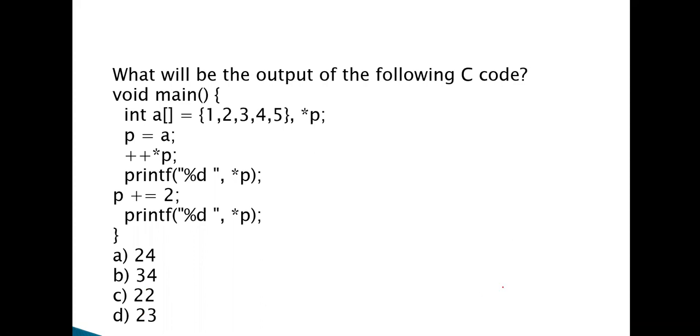The next question is, what will be the output of the following C code? Here, an array with 5 elements is declared, and a pointer. P is equal to &a. What is the meaning of this one? P contains the base address of the array. What is the starting element? 1. That means P contains the address of 1. Base address means the first element's address.